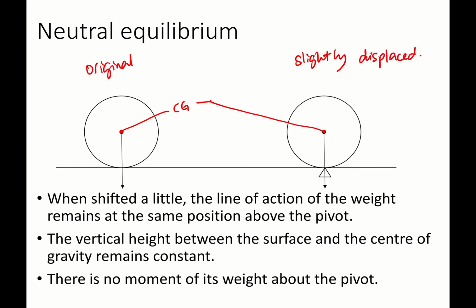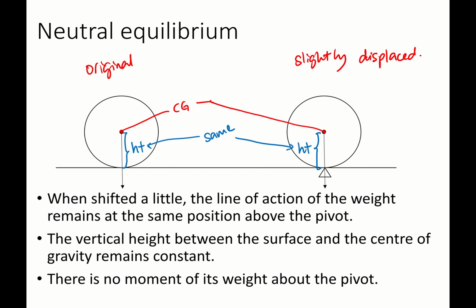Two things you can take note of that help you. One, the vertical height. The vertical height from the ground to the center of gravity is constant. It's the same. So when you slightly displace it, the vertical height doesn't change. It remains the same. That's one. So once the vertical height remains the same, you can take it as a neutral equilibrium.